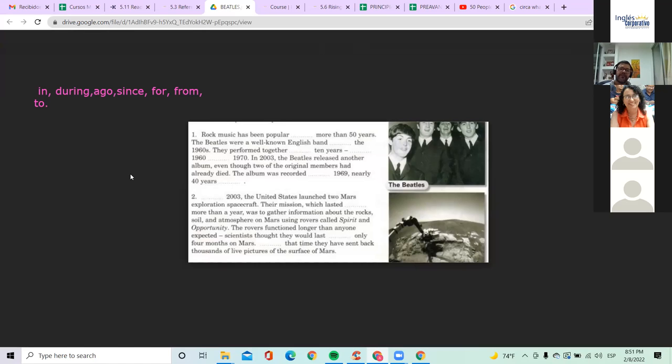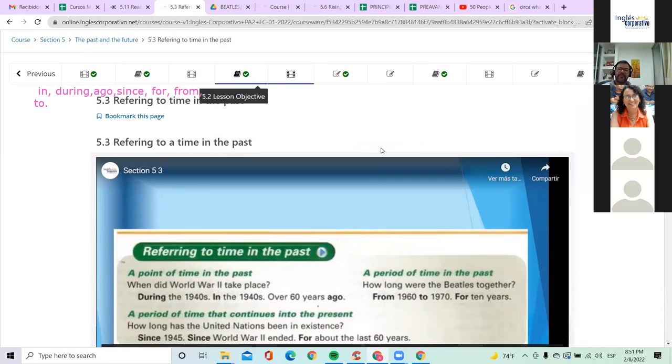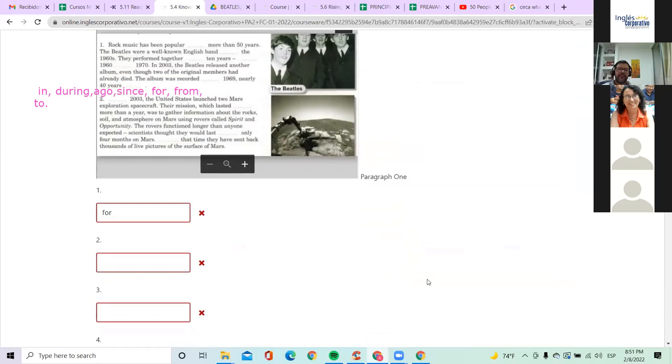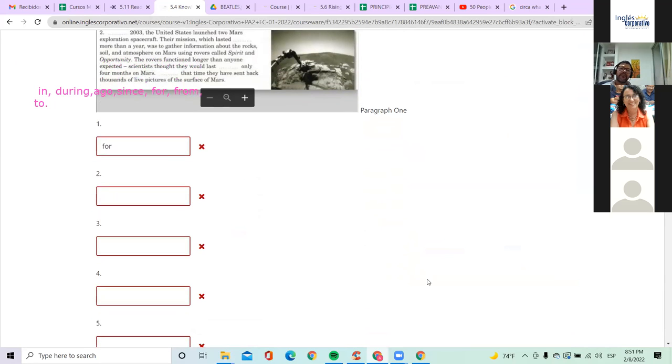Alrighty. And so then, the Beatles were a well-known English band in, during the 1960s. During. Because it's about the specific time, but not a specific time, it's in los 60s. Right. That's right. During the 1960s. Or, if you asked me, una alternativa que podríamos ocupar es in the 1960s. Have you heard cómo se usa también in the 60s, in the 90s? We could also say that.